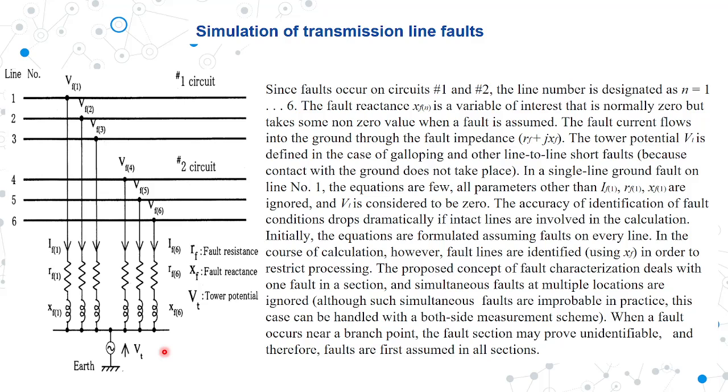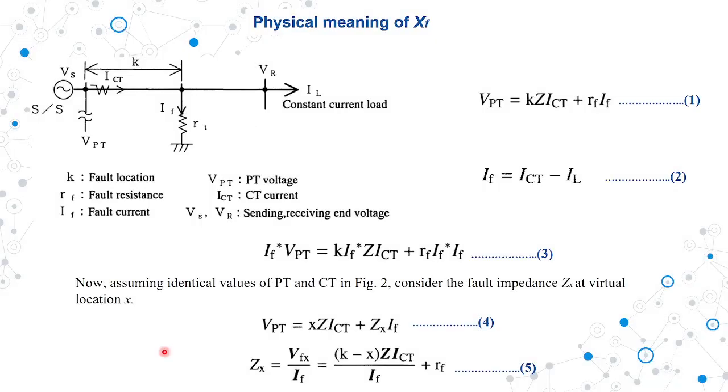In a single line to ground fault, the parameters IF, RF, and R are equal. The VT is also given, because once a ground is present in the system, the tower potential is considered to be zero. The proposed concept of the fault characteristics deals with one fault in the section, and we have simulated it completely with multiple locations. These come under the scenario of 8 fault cases. Let me see them one by one.